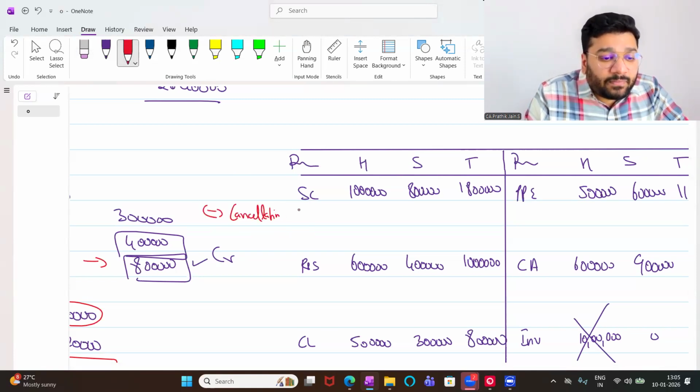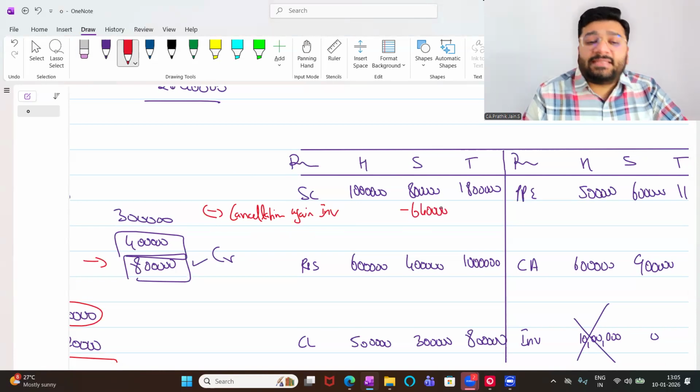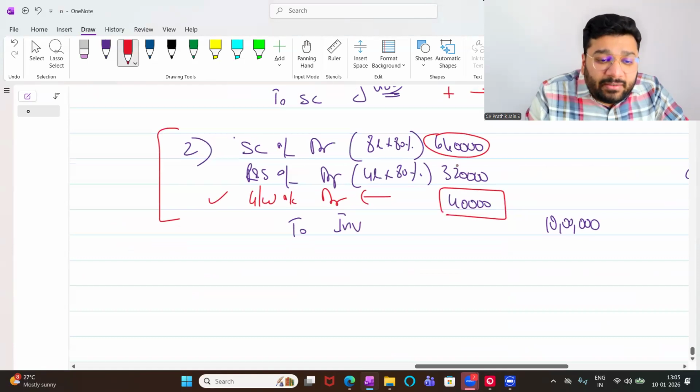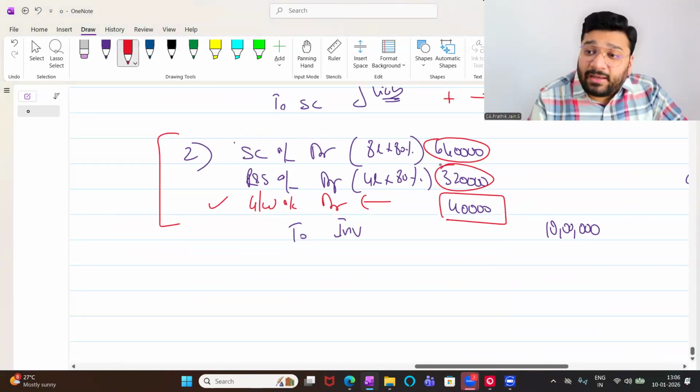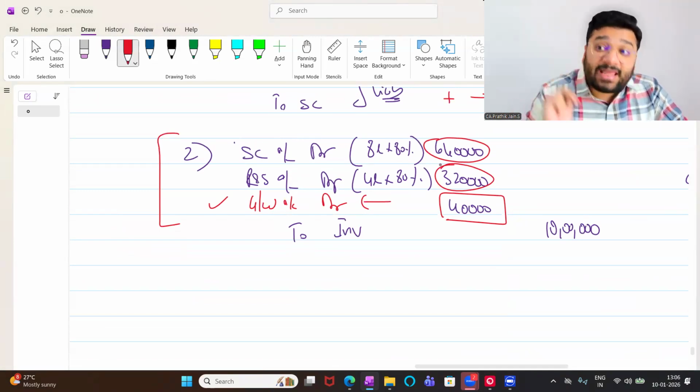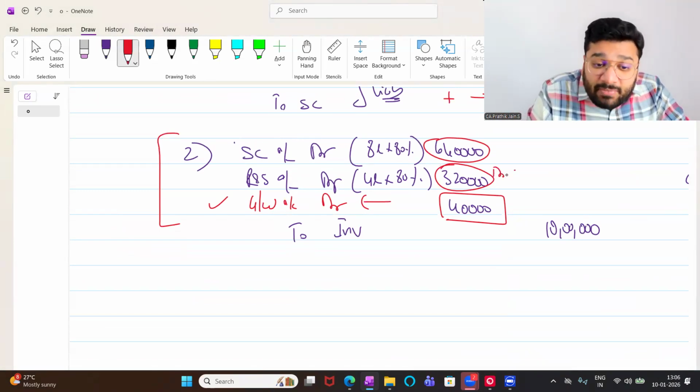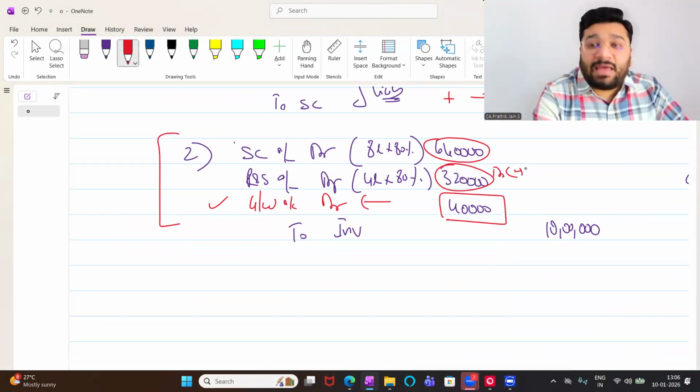Cancellation against investment. How much am I cancelling? 6 lakh 40 is cancelled against investment. Got it? Not got it. Next, I debited 320. Reserve and surplus is liability. Liability is credit balance. To increase liability, credit. To decrease liability, debit. So debit here means minus. This I will minus.